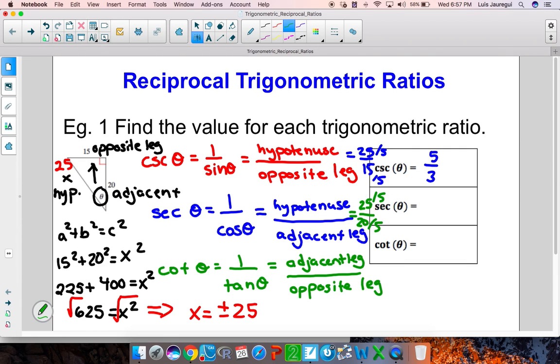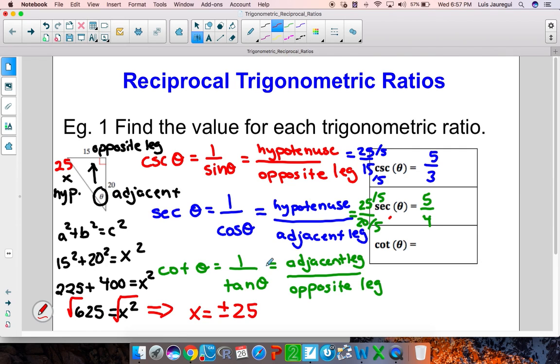Because that's the greatest common factor. 25 divided by 5 is 5, and 20 divided by 5 is 4. So secant of theta is really 5/4. Okay? And lastly, but not least, we have cotangent.